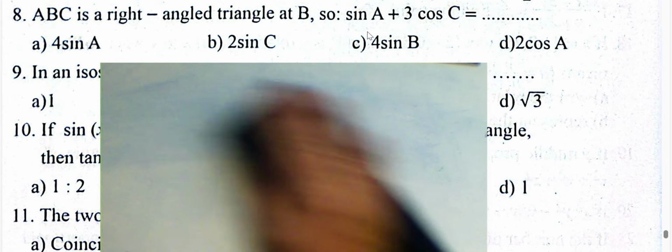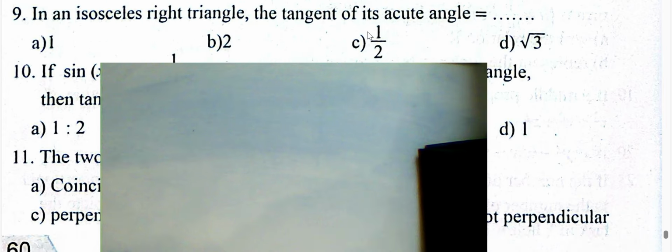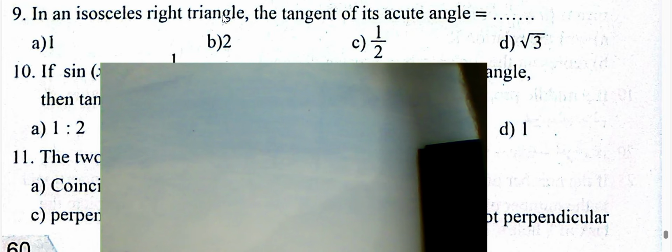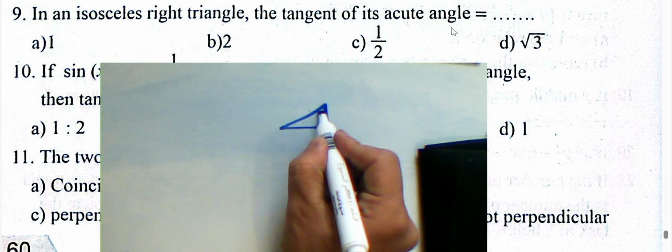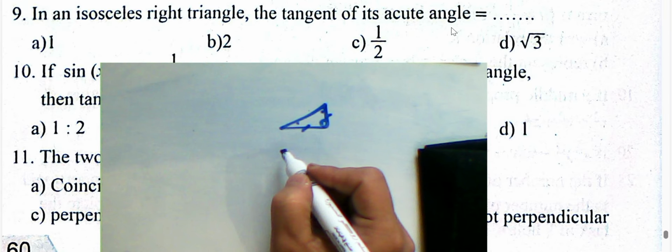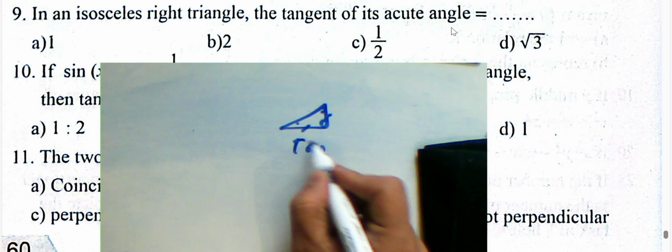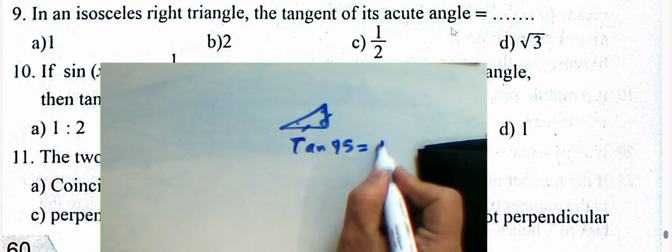Next question. In an isosceles triangle, the tangent of the acute angle. It is an isosceles triangle, meaning the measures of two angles are equivalent, 45 and 45. Then he wants us to find the tangent of angle 45. Tan 45 will be 1. The tangent of the angle will be 1.